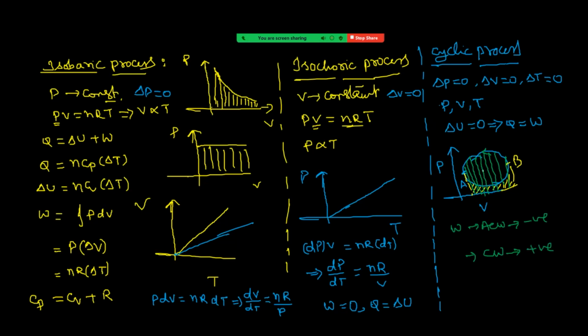Okay, see carefully. So when you are taking a cyclic process, delta U value is 0. So Q equal to W. How to calculate W? Simply focus on the area under the graph. If it is anti-clockwise, work done by the system is negative. Clockwise, work done by the gas is positive. Okay.